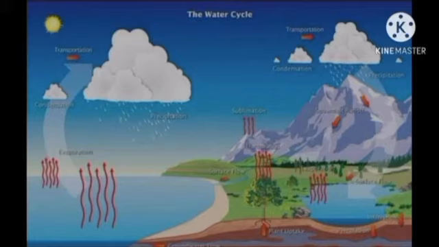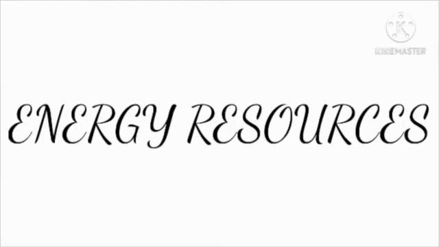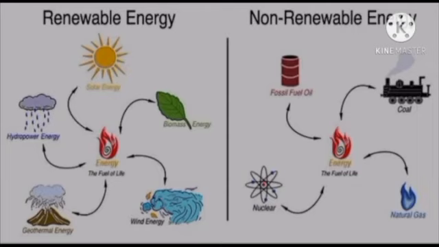Now, students, energy resources. The resources used for getting energy can be classified into two types. Now, what are these two types? They are conventional energy resources, that is, non-renewable energy resources, and non-conventional energy resources, which are renewable energy resources. Now, the energy resources which man has been using for centuries are called conventional energy resources. Conventional energy resources include coal, fossil fuels such as petrol, diesel, natural gas.